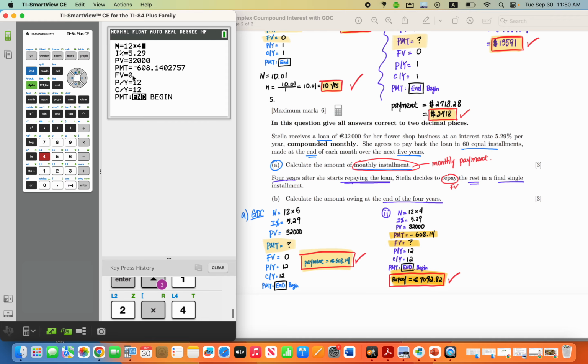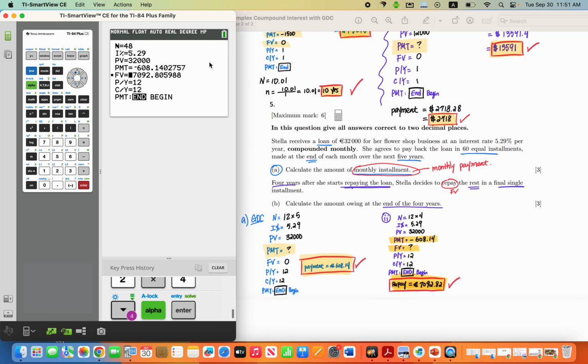So my future value, which tells me I still owe the bank. I want to figure out the future value, how much money at year 4 I still owe the bank, okay? So now nothing changed at the end, so I just need to move the flashing light all the way to the future value and alpha, enter. And that tells me I still owe the bank 7,092.82.